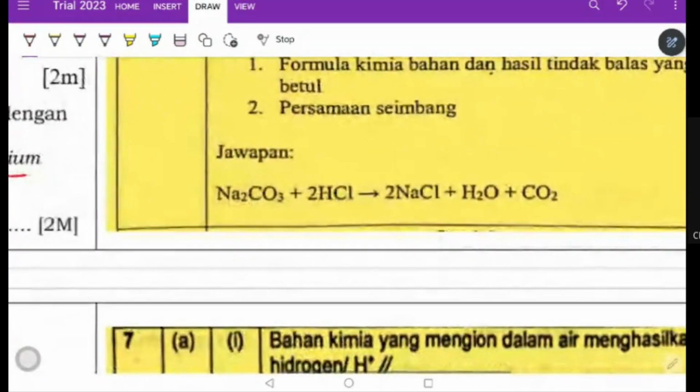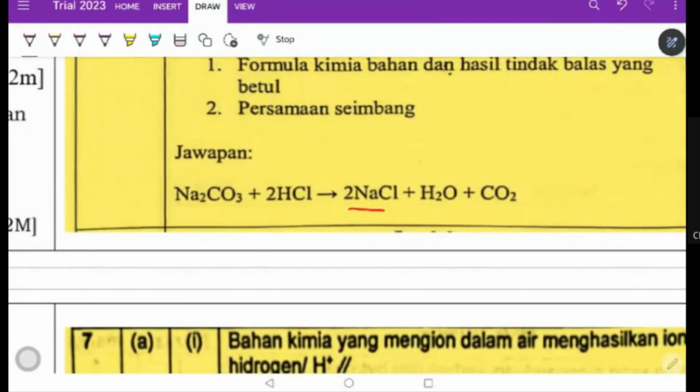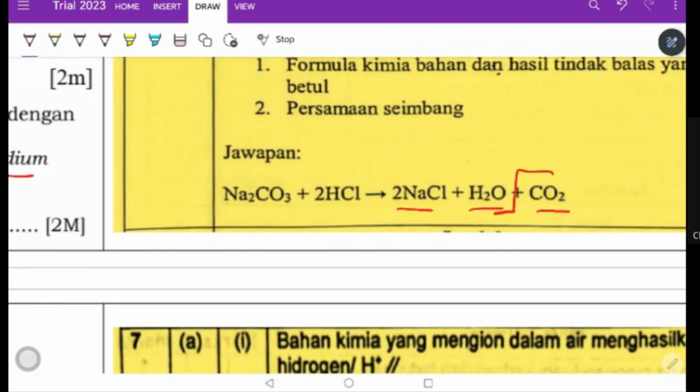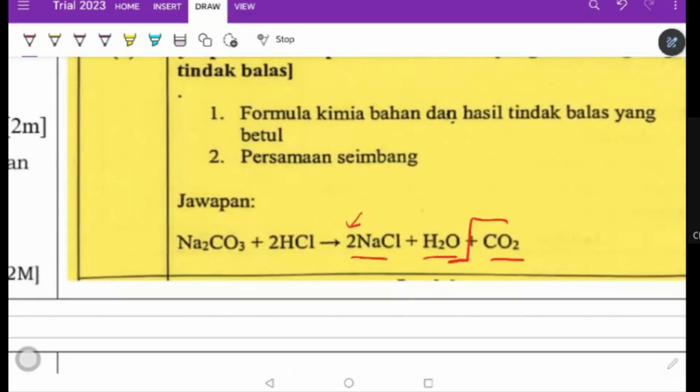So sodium chloride, water, carbon dioxide. These two locations can be exchanged. Just need to balance it. So 2 marks for all formula correct, then 1 mark for balancing. If one of the formula, let's say this formula wrong, then 0 mark. So make sure that your equation must be correct. Okay, class.